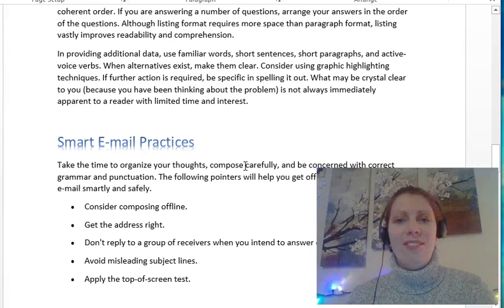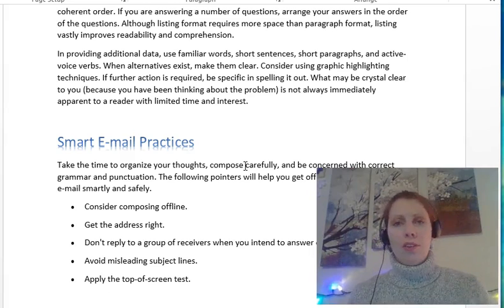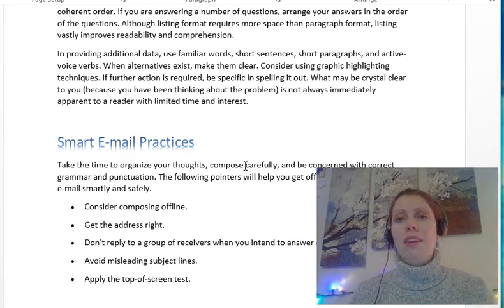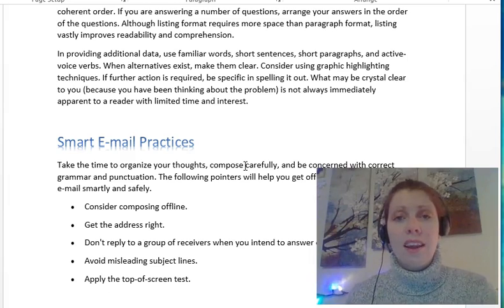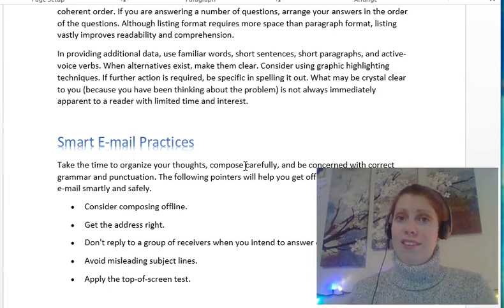When alternatives exist, make this clear to your reader. If you're replying to a client, let's say, and you have options for them, make that clear. Don't just answer, yeah, we can do what you asked. If there are 3 or 4 other options, then tell them about that too. Consider using graphic highlighting techniques. We've been over this a few times now.